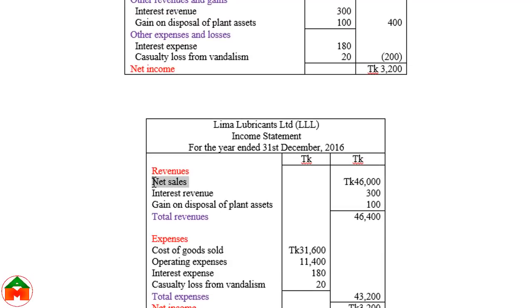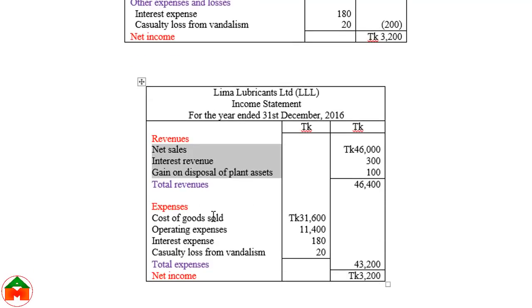Here we can see the net sales 46,000, then we can add interest revenue and we can add other gain, which is called gain on disposal of plants. We have added all the revenues in the first section, which is 46,400. In this single step income statement, in the first stage we will show all the revenues, and after that we will deduct all the expenses such as cost of goods sold, then total operating expenses, then interest expense, then casualty loss from vandalism. These are all the expenses and losses. So the total amount is 43,200.